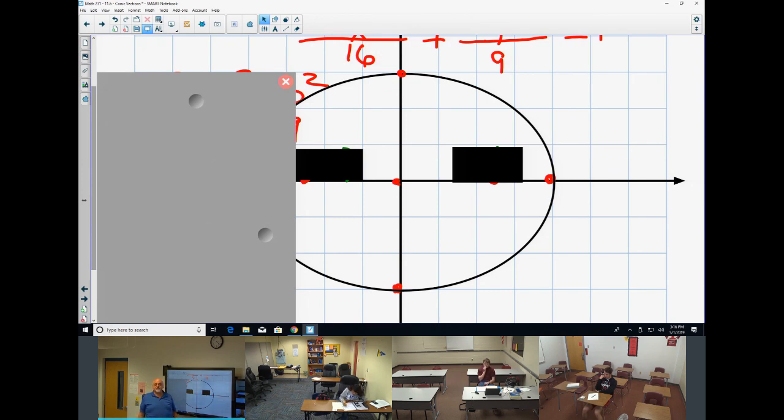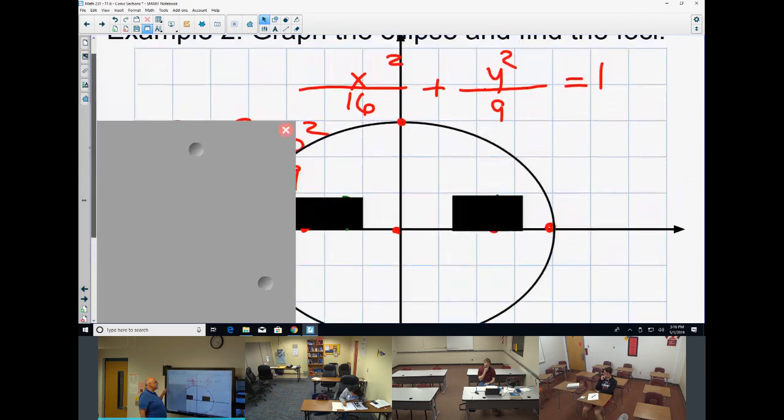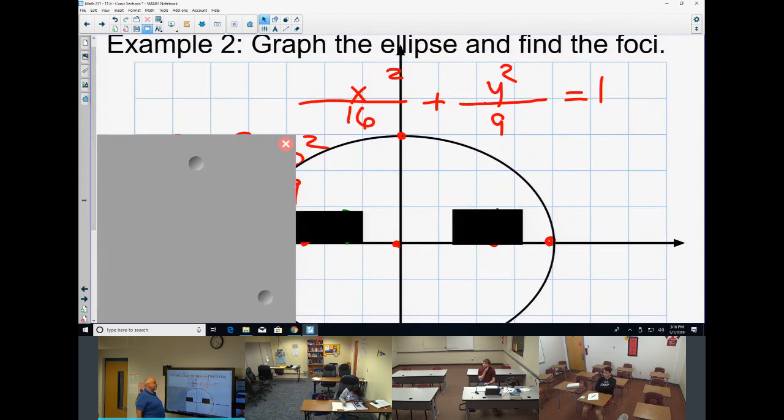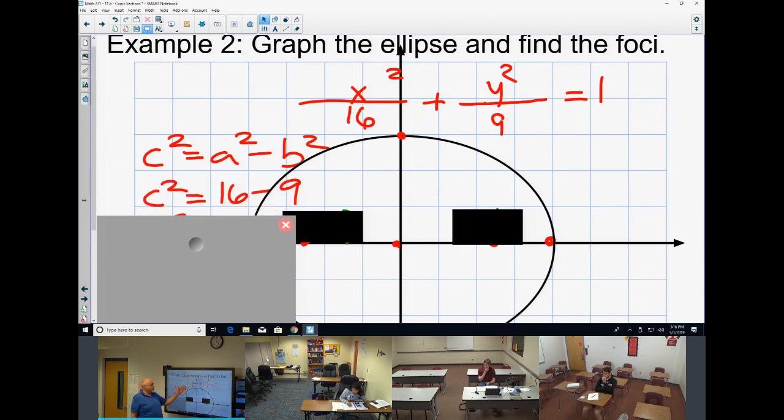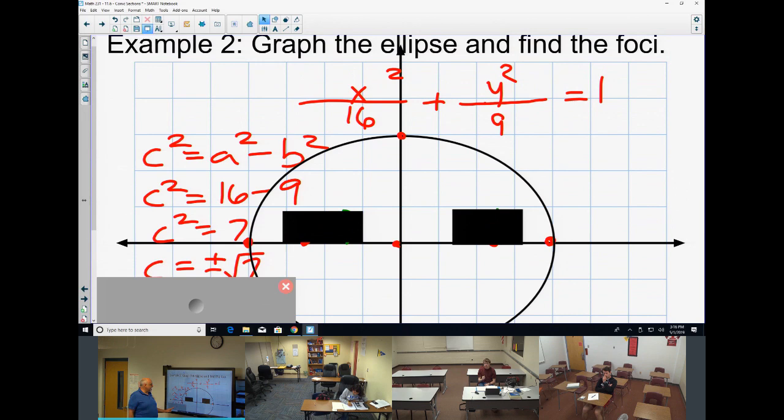So ellipses are super easy. Now, to find the C, the foci, it's a little bit more. You have to use that formula, C squared equals A squared minus B squared. So it's just this minus this. So 16 minus 9, or the bigger one minus the smaller one. And so you get C squared is 7. So C is plus or minus radical 7.